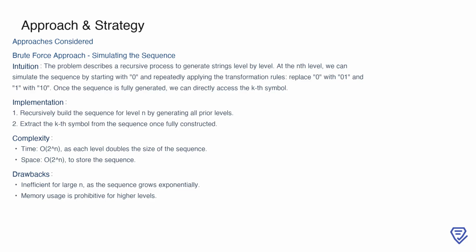However, while this approach is intuitive and directly follows the problem's description, it has significant drawbacks. The time complexity is exponential, 2 to the power of n, because the sequence doubles in size at each level. Additionally, the space required to store the entire sequence also grows exponentially. This makes it impractical for large values of n, as both time and memory usage become prohibitive very quickly.